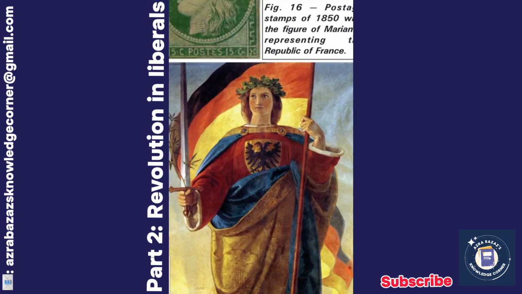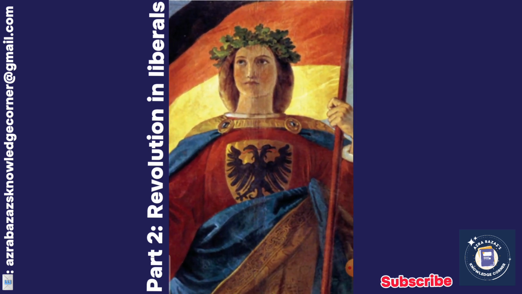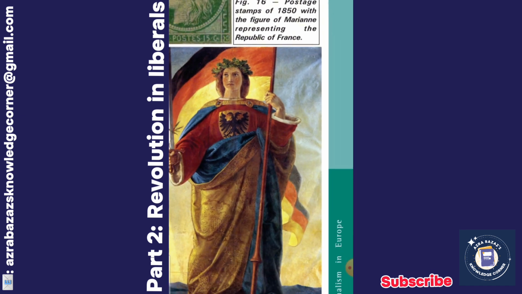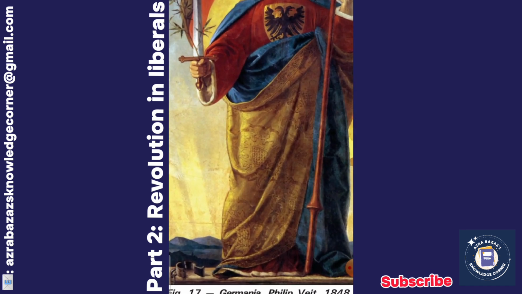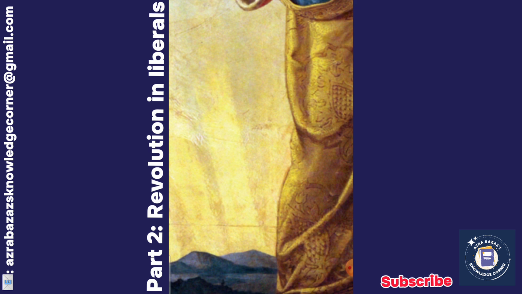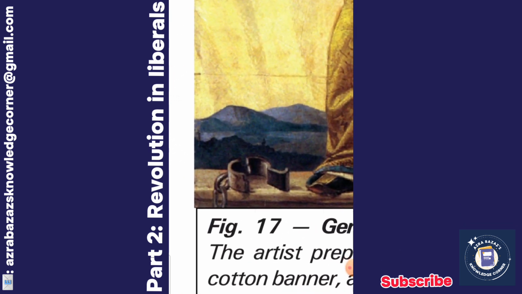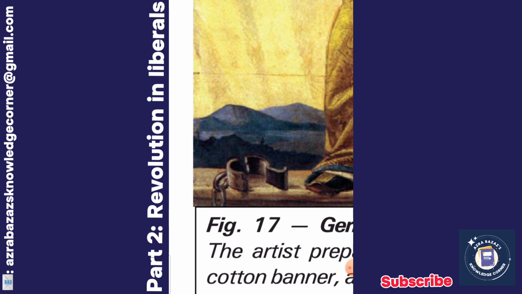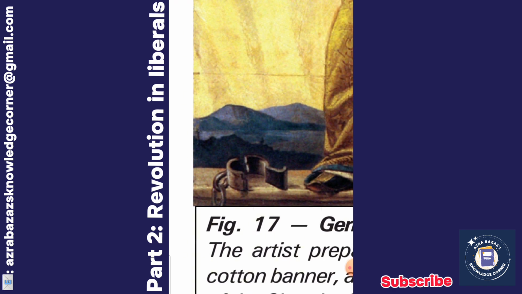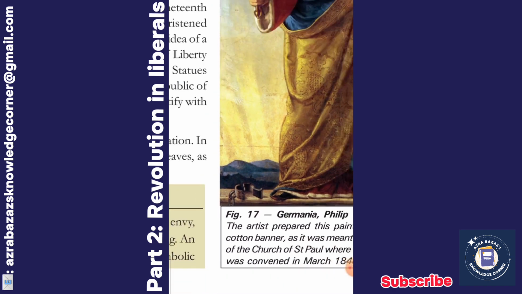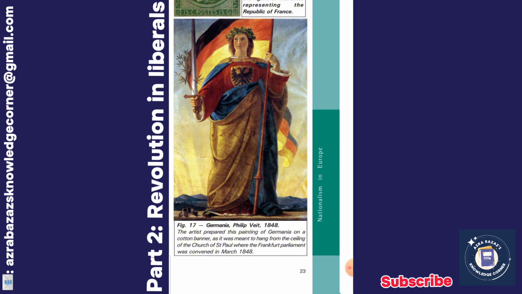The breastplate is the symbol of the royal family of Germany. The rising sun means a new era, a new beginning is being made. And the broken chains at her feet show that the people of Germany are free. See how through a painting the message is being depicted.